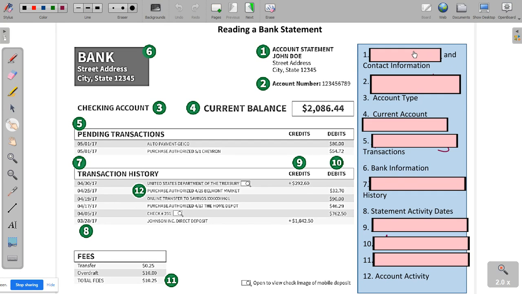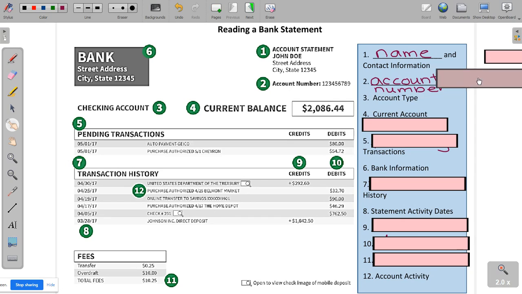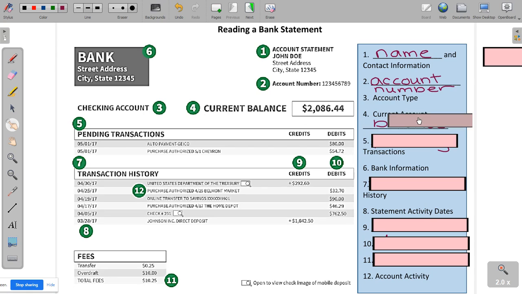So let's take a look at each part. The first part here is your name and contact information. And then right below it is your account number. You'll also see your account type, so if it's a checking account or a savings account. And then your current balance. So that's how much money you have in your account.